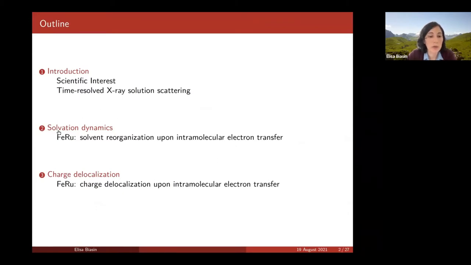So the complex in question was a bimetallic complex, ferromolecule for brevity, and this will be the core of my talk. But before showing you these results, I will start with an introduction about the scientific motivation underlying my research, and with an introduction on time-resolved X-ray solution scattering, which might be a technique that has been less discussed in this journal club. I will stop at the end of each section to ask if there are any questions.